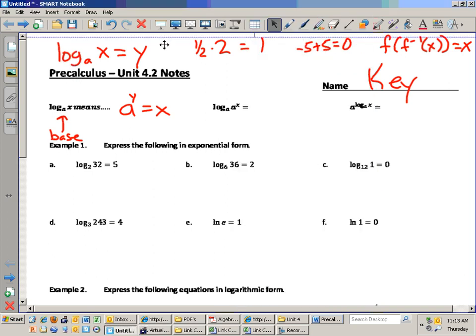So let's apply that, and I'll show you what happens if a logarithm and a base to an exponent undo each other. Log base a of a to the x, the log base a and the base cancel, and you're just left with x. And if you take a to a log base a power, those also undo each other, and you're left with just x, because they have an inverse relationship.